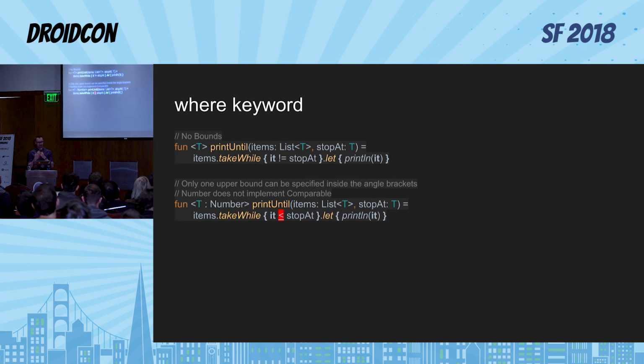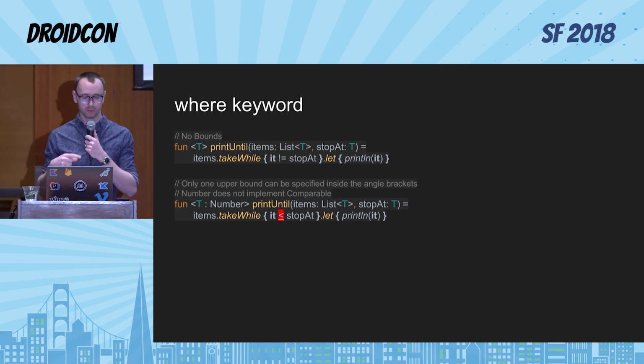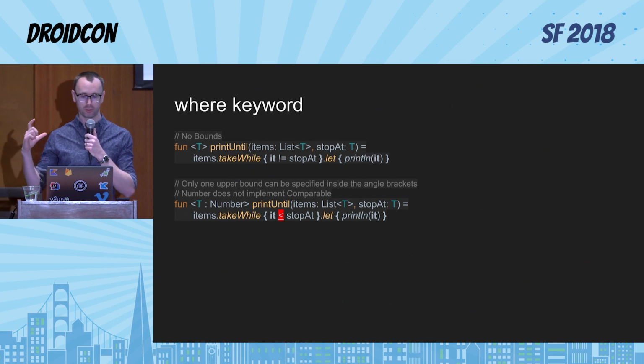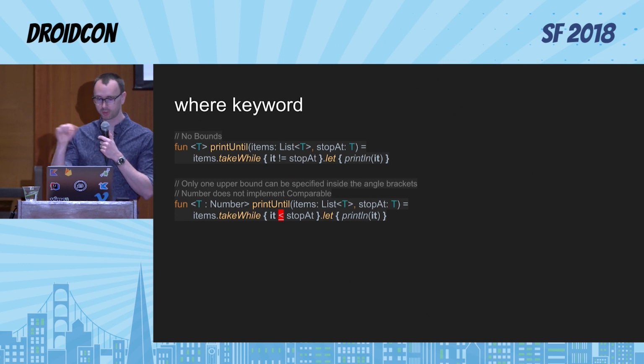All right, so take the top example. I have a function called printUntil. It takes a list of items and an item that you want to stop at. So let's say we were to call this with a list of the numbers 1, 2, 3, 4, 5, and you want to stop at 3. items.takeWhile will continue to take from the list until it hits stopAt. So it would take 1, it would take 2, it would stop at 3, and then it would fall to the let, and you'd end up printing out list 1, 2.